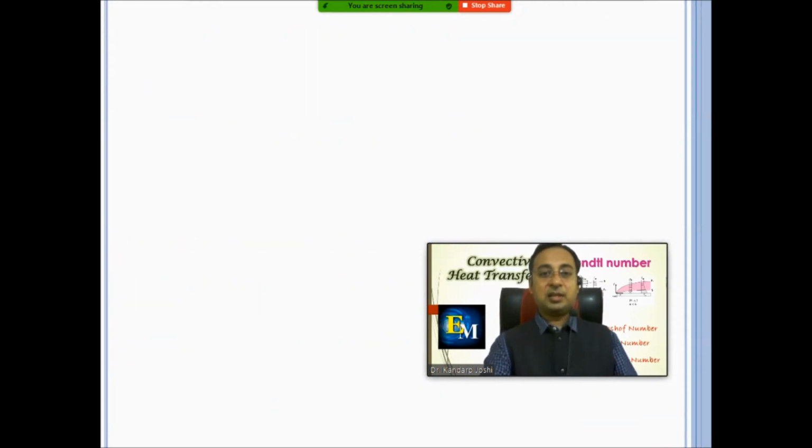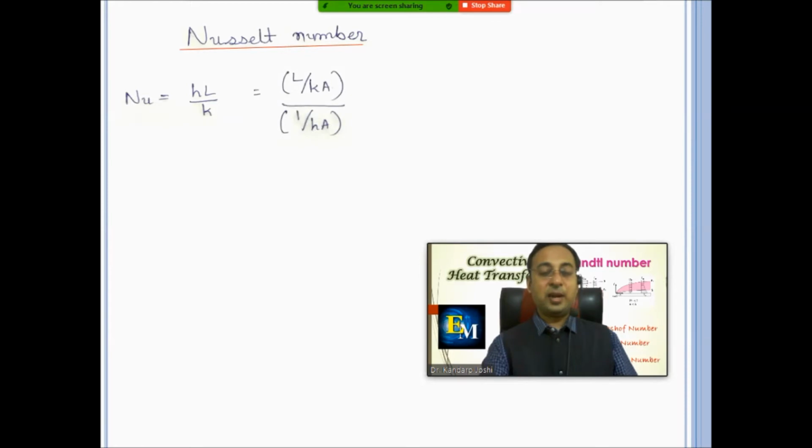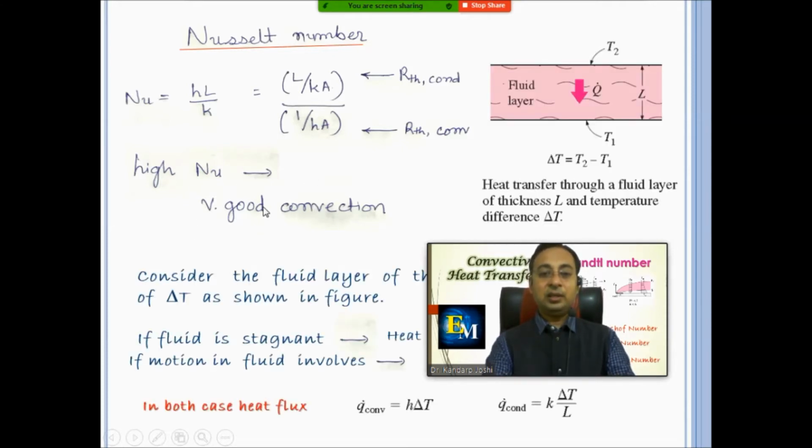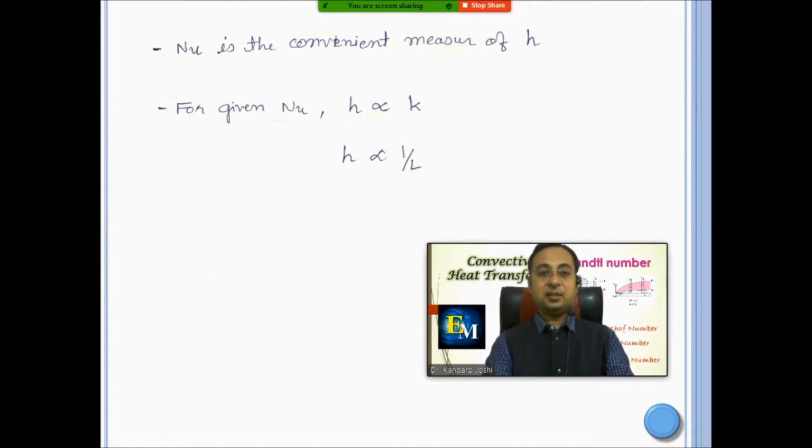Then we have discussed the Nusselt number. Nusselt number is equal to hL by k. If we rearrange these terms, then we get the thermal resistance for conduction to the thermal resistance for convection. Means if the value of Nusselt number is high, then it is a suitable condition for convection because the thermal resistance for conduction is high. Right? Conduction के लिए resistance high है तो condition किसके लिए suitable होगी, convection के लिए. Right. Then we have discussed all these things in the last lecture.